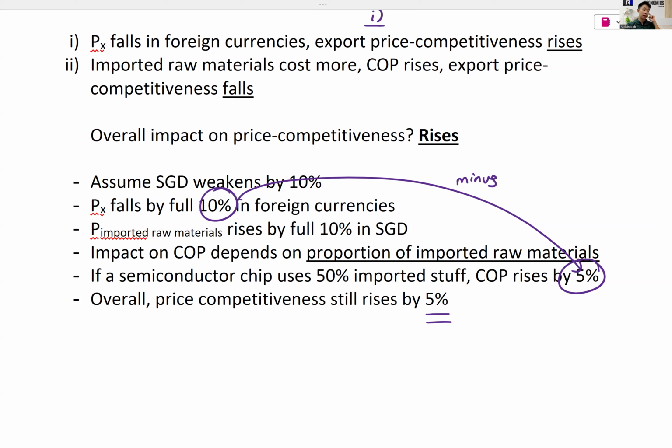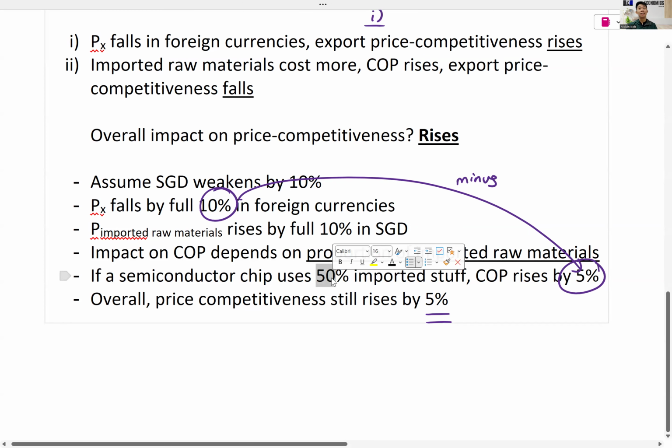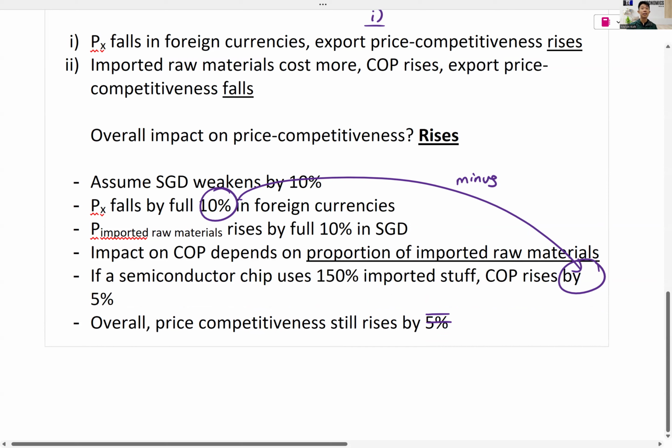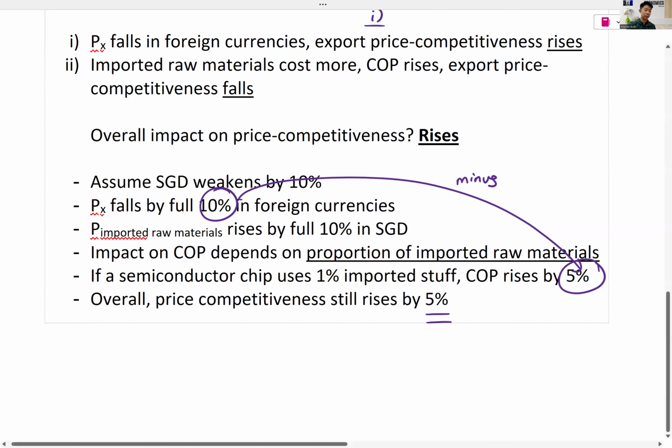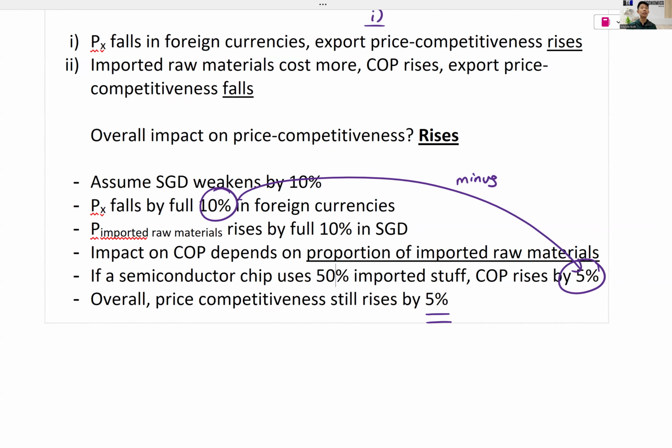Can it be that price competitiveness doesn't change? Meaning, if you use 100% imported inputs, then what are you doing? Singapore just buys in, like Raffles' time, entrepot trade, buy and sell. Not happening nowadays, right? Value-add. Can you use 150% imports? Can. Then you have to do a corruption investigation. Someone is siphoning off the money. Okay?